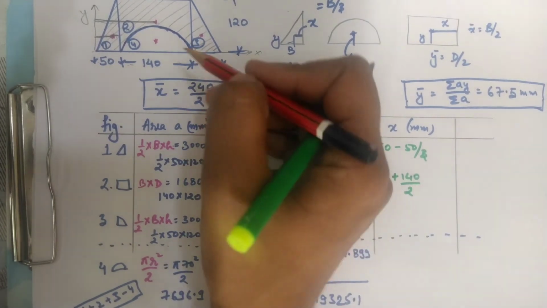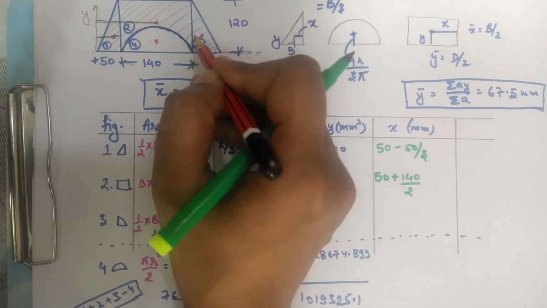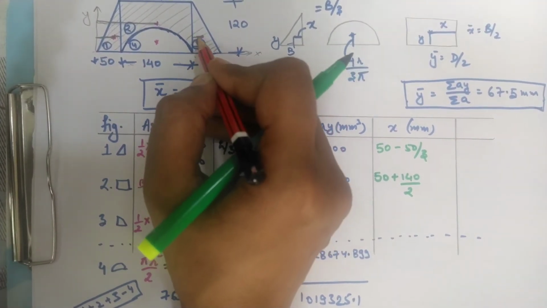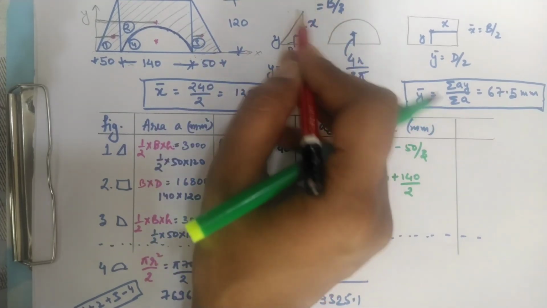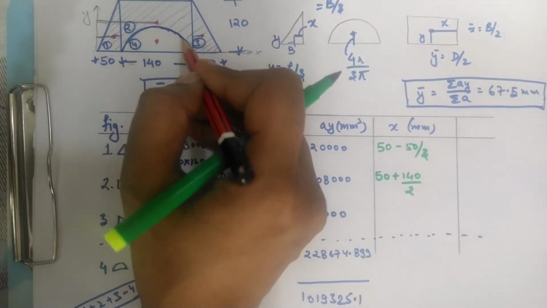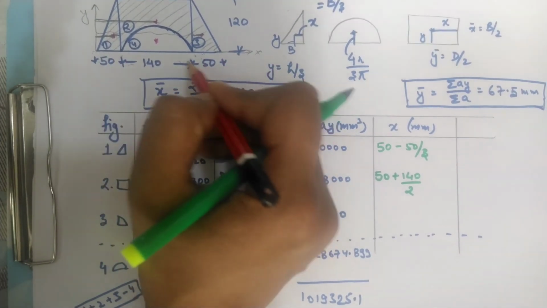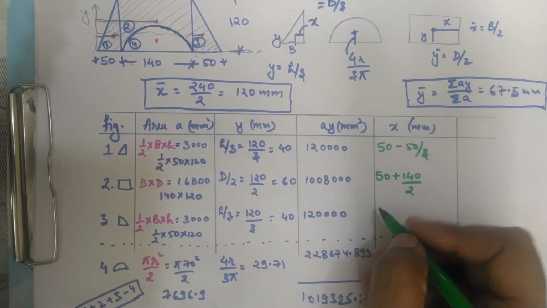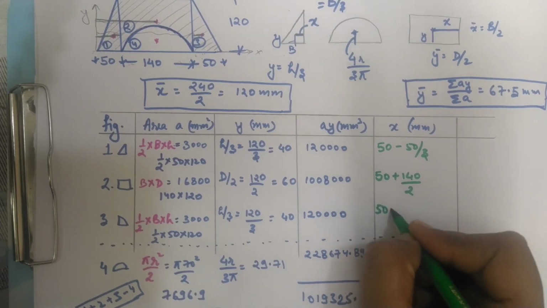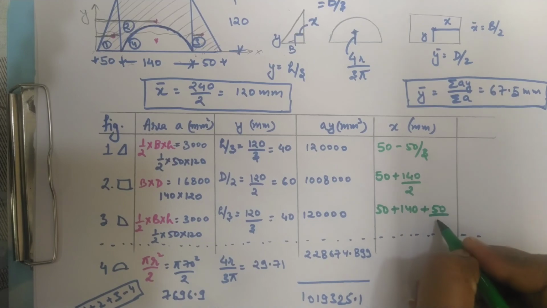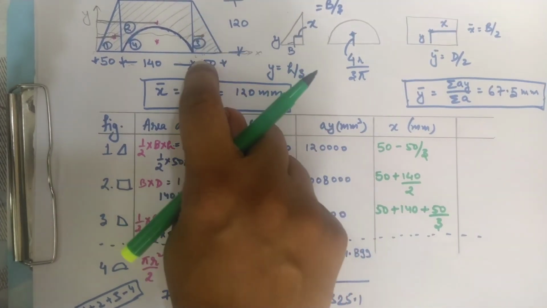Now next is this triangle. For this triangle, this small distance is base b by 3, this one parallel side divided by 3 from here. To reach here, how much do we have to travel? We have to travel 50, then 140, and then 50 by 3. I'm writing here, this is your 50 plus 140 plus your 50 by 3.